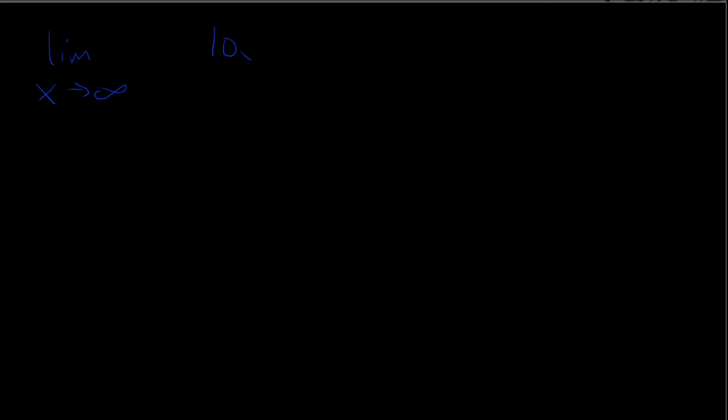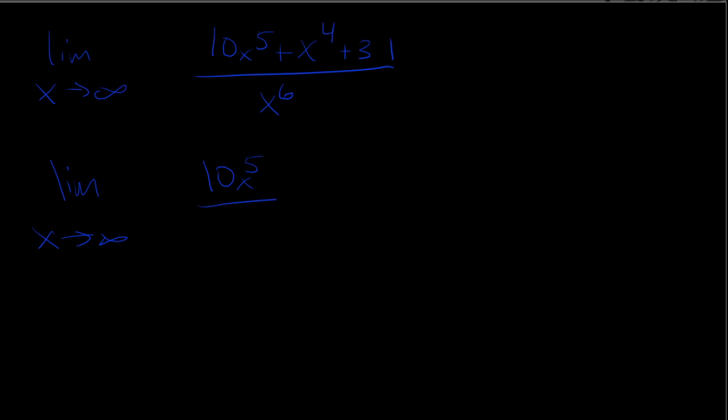So I'm going to have the limit of 10x to the fifth plus x to the fourth plus 31 over x to the sixth. In this case, I can think of this fraction as adding 3 different fractions. So I want to undo this addition. And I'm looking at the denominator here, which is x to the sixth. So I can place every term in the numerator over the denominator.